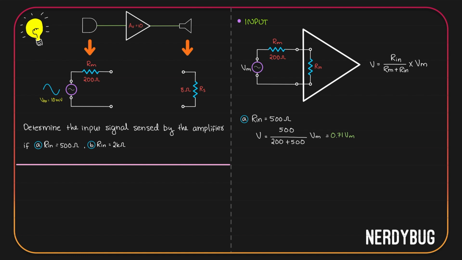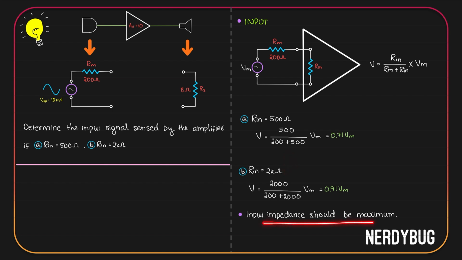Let's take the second case where our input impedance is 2 kilo ohm. Again, let us substitute it in the equation. Voltage seen across our input is 2000 divided by 200 plus 2000 multiplied by Vm. This is equal to 0.91 Vm. The actual input is Vm. What the amplifier senses is 91% of it. Obviously, it is better when the input impedance is higher. So we can affirm that the input impedance of the amplifier should be maximum.